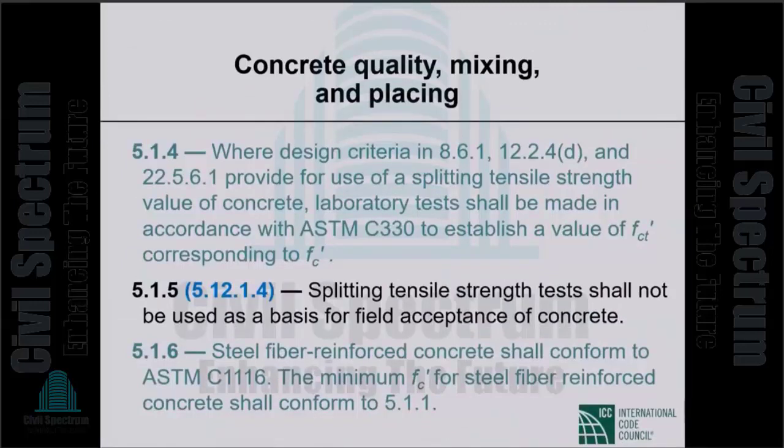So the only thing that is in BNBC carried over from 318 is splitting tensile strength tests shall not be used as the basis for field acceptance of concrete. It has to be compressive strength, not the split tensile strength.